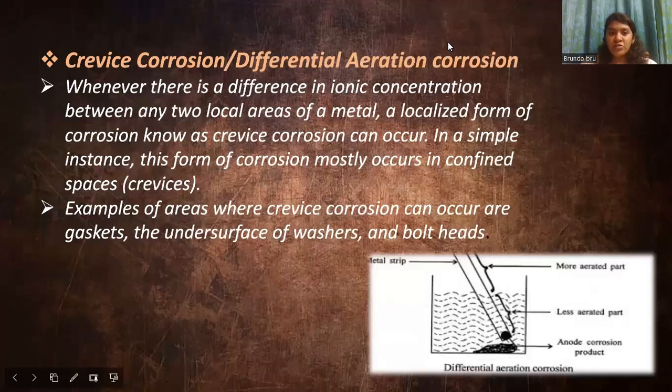Differential aeration corrosion. When there is a difference in ionic concentration between any two local areas of metal, a localized form of corrosion known as crevice corrosion can occur. In a simple instance, this form of corrosion mostly occurs in a confined space. Examples of areas where differential aeration corrosion can occur are gaskets, the undersurface of washers, and bolt heads.